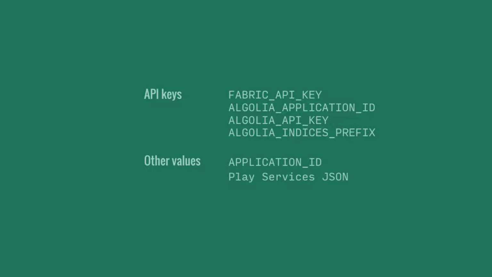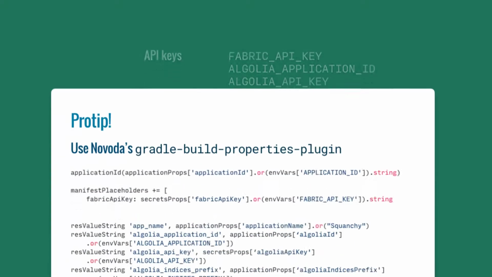So that's one piece. And the other piece is we use Play Services. We use Firebase and does Play Services. And we are using the Play Services plugin, which requires a JSON file to configure the build. That's really hard to inject as an environment variable. So what we do is slightly different, and we'll see it later.